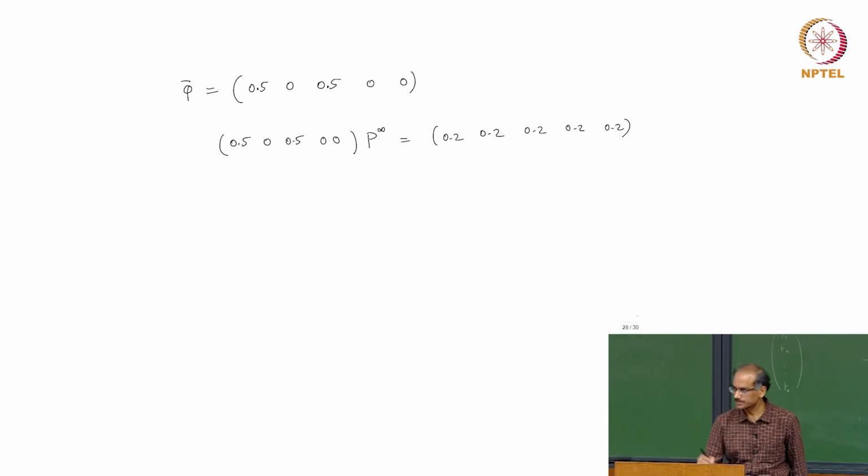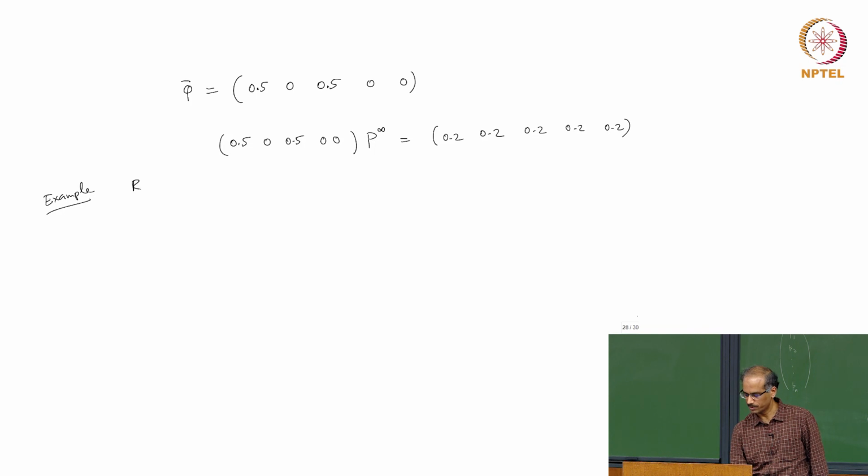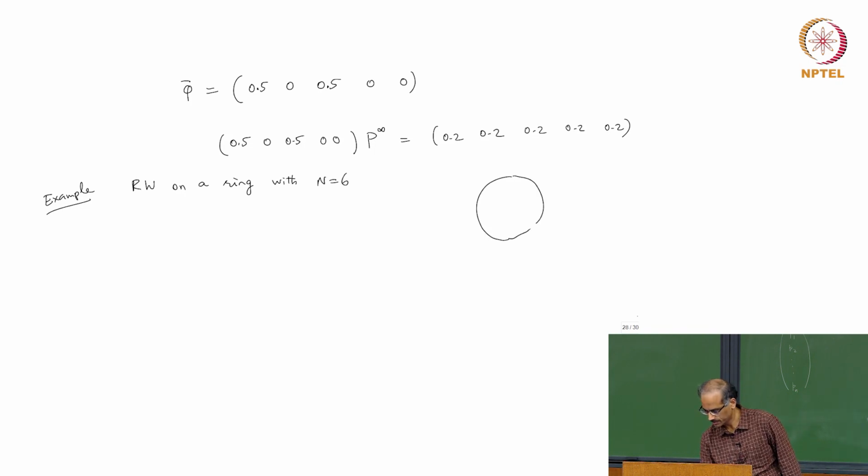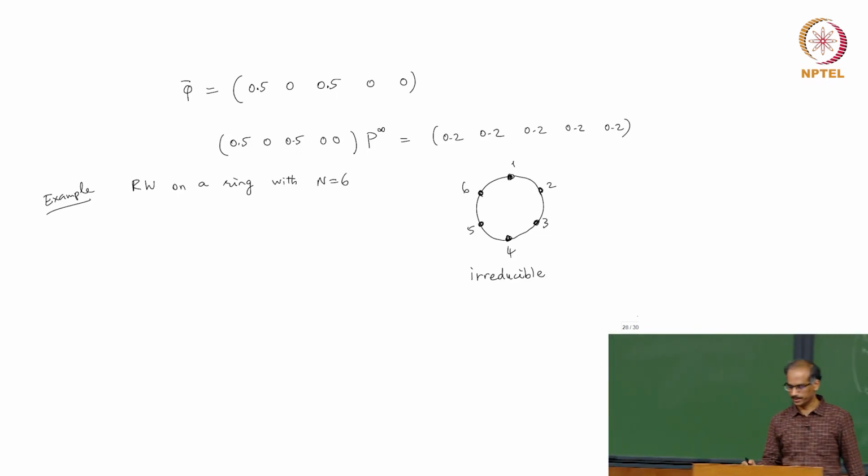Now the last example is the other counterexample that you just brought up. I am going to do the same random walk on a ring, but with n equal to 6. So it's the same ring, but I am going to put 6 nodes there. So clearly this is irreducible. Even by the looks of it, you don't need to do any analysis. But this is not aperiodic. So this is periodic.